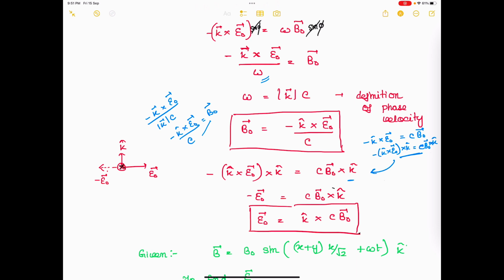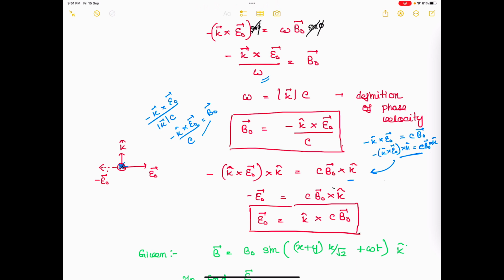So this is what I have done here. And based on that, if k cross E naught, suppose this is k, which I have shown here, and this is E naught, then k cross E naught follows the right hand thumb rule. The thumb will point inside the page. That's why I have shown it with a cross sign.